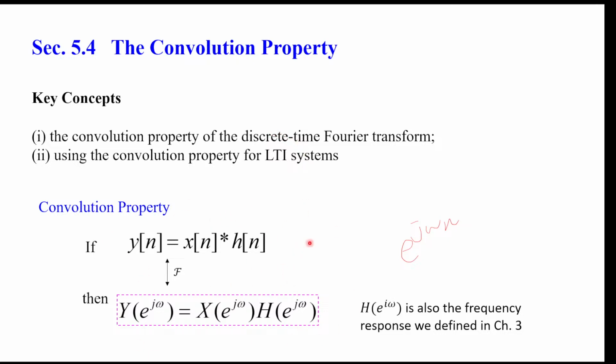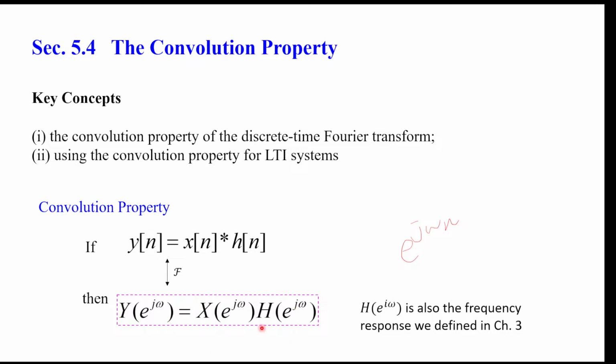The property says that if y[n] equals the convolution of x[n] and h[n], then big Y of e to the j omega equals the multiplication of big X of e to the j omega and big H of e to the j omega. So a convolution in the time domain becomes a multiplication in the frequency domain.